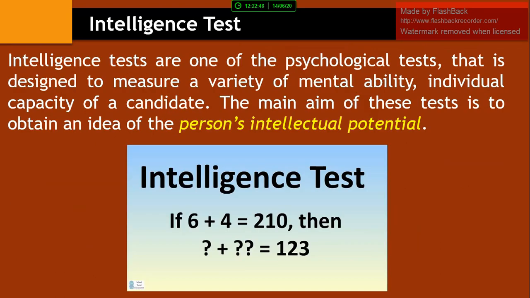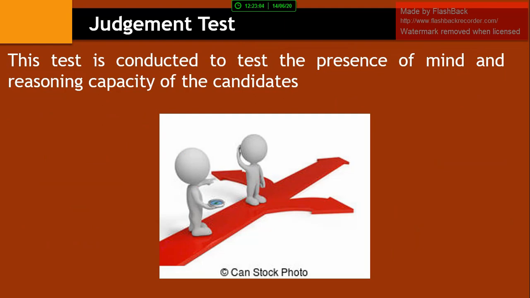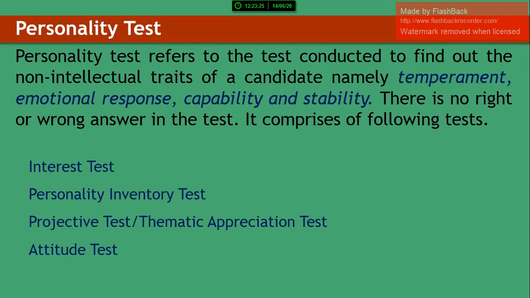Intelligence test. Intelligence tests are one of the psychological tests designed to measure a variety of mental abilities, the individual capacity of the candidate. The main aim of this test is to obtain an idea of the person's intellectual potential. Judgment test. This test is conducted to test presence of mind. It is like a situational judgment test: in different critical situations, how they take the decision. Like that, we can identify their presence of mind through the judgment test.